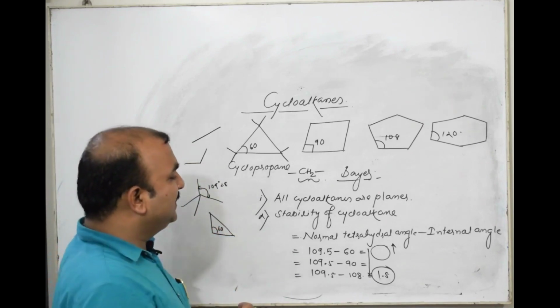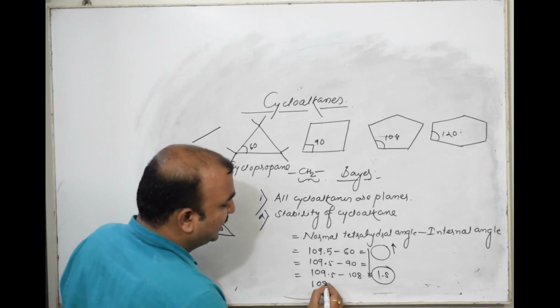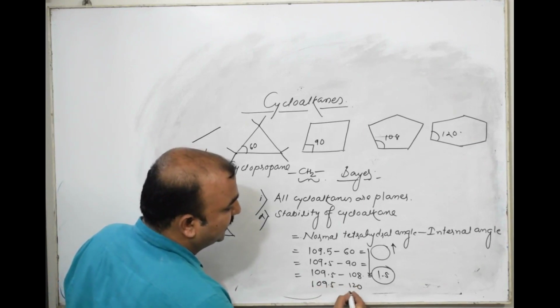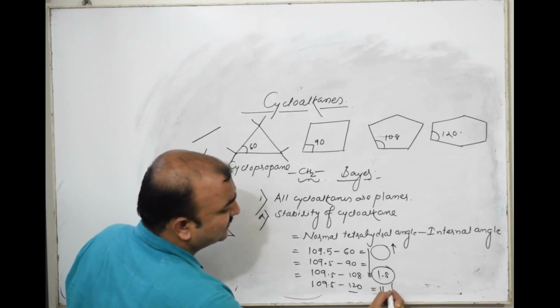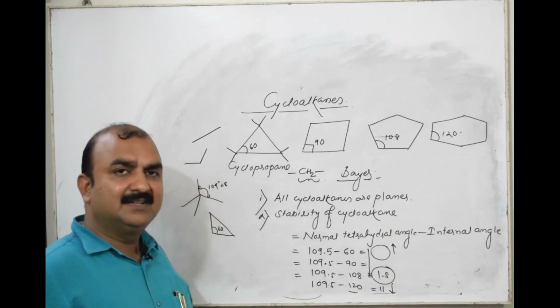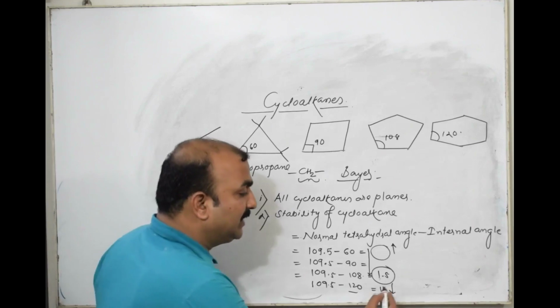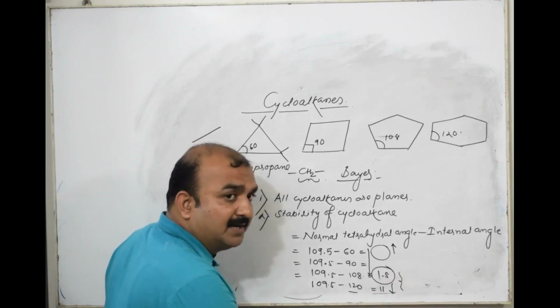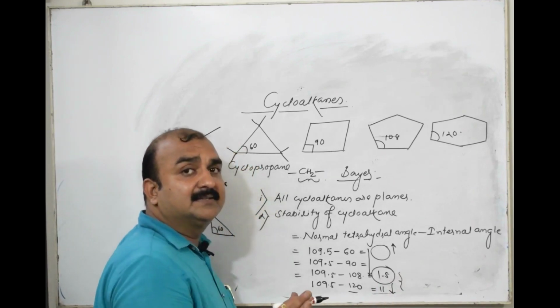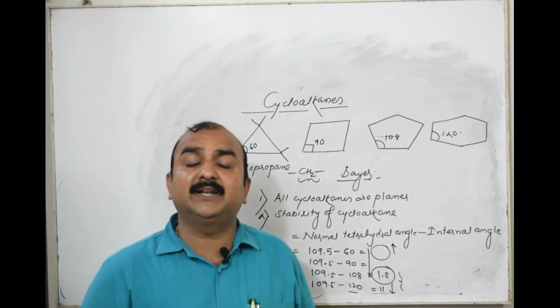What was the Baer-Strain theory? The difference between 109 degree 28 minute and 120 degree was increased, and when it is increased, cyclohexane and onward instability should increase. It was not true. It was not correct.